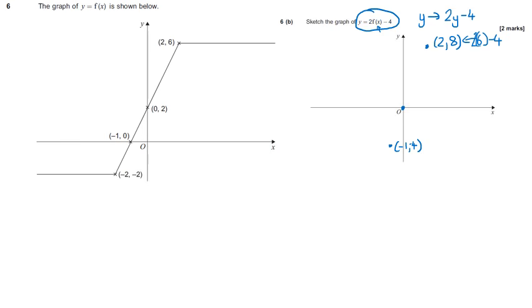And then the other point, minus 2 and minus 2, the y value becomes minus 4 is minus 8. So this is minus 2. So the x values don't change, but the y values do. So that's minus 8. So the graph now looks like that.